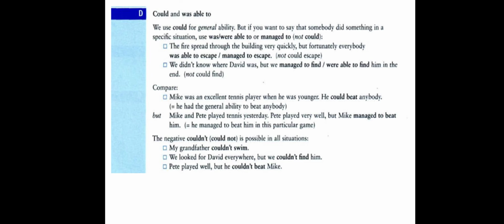couldn't can be used, or is possible, for all situations. Couldn't is possible in all situations. If we speak about a past ability, and the past ability is negative, we use couldn't for all situations. We know that could is used for general ability, but it can also be used for specific situations in the negative form. In the negative form, could can be used for general ability and for specific situations.